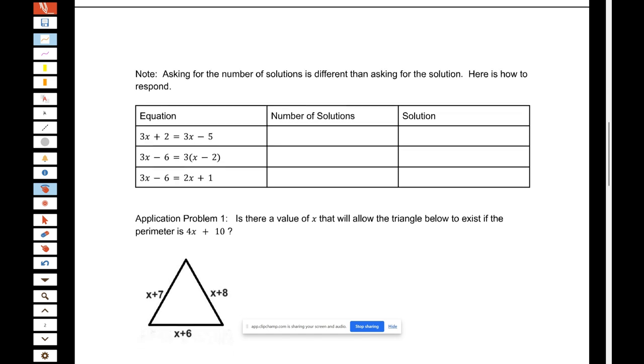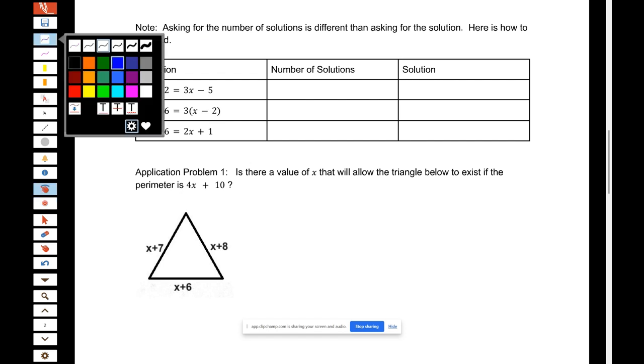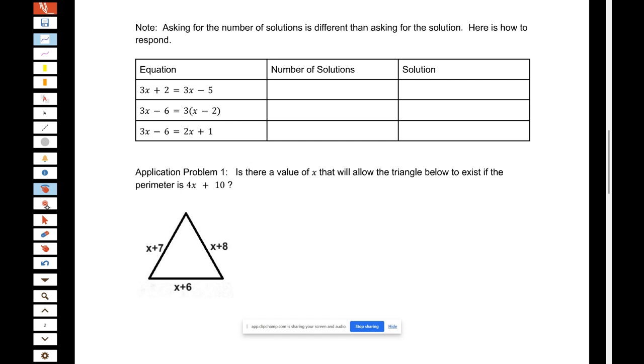Okay. So now moving on, I just want to stress how asking for the number of solutions is different than asking for the solution. So here's how you can respond. If you have an equation that has the same amount of x's on both sides, they're going to cancel, and then it has 2 and -5, which are not equal, then that means there are going to be 0 solutions to that equation. If you were to solve it out, you would write x equals no solutions if you were asked what is the solution.